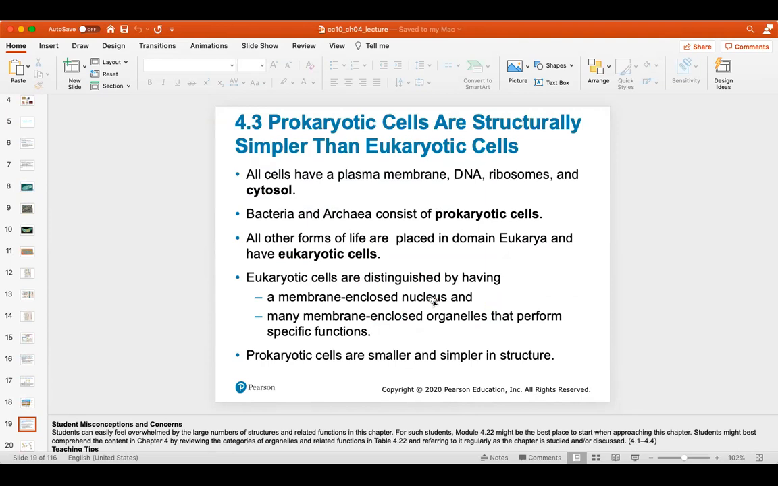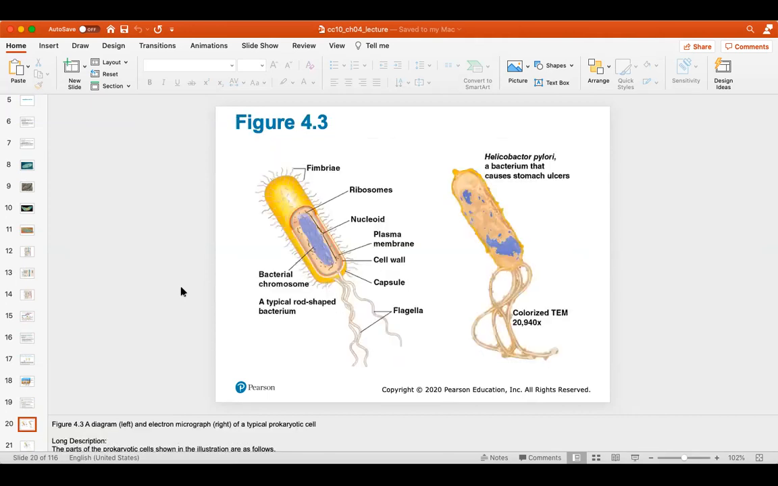All cells have a plasma membrane, DNA, ribosomes, and cytosol, which is all the fluid within the cell. Bacteria and archaea consist of prokaryotic cells, which do not have any membrane-bound organelles, and all other forms of life are placed in the domain Eukarya and have eukaryotic cells. And eukaryotic cells are distinguished by having a membrane-enclosed nucleus, and the nucleus is like the control center, and many membrane-enclosed organelles that perform a specific function. Prokaryotic cells will be much smaller and simpler in structure.